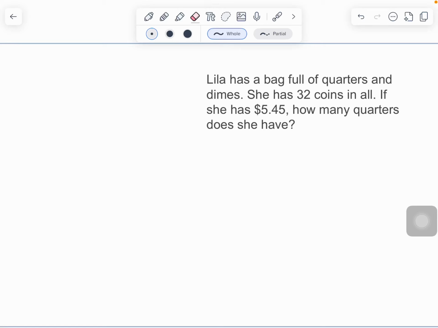She has a bag full of quarters and dimes. She has 32 coins in all. If she has $5.45, how many quarters does she have? All right, so this is a systems problem, because all our problems are systems. So I always like to use X and Y.